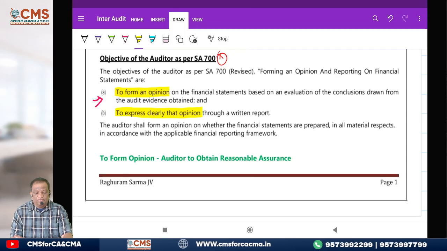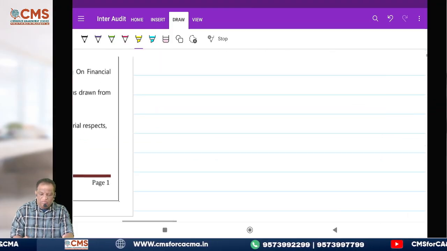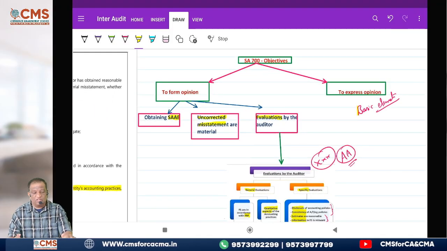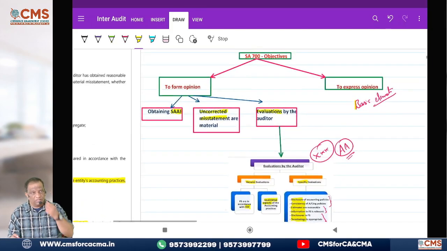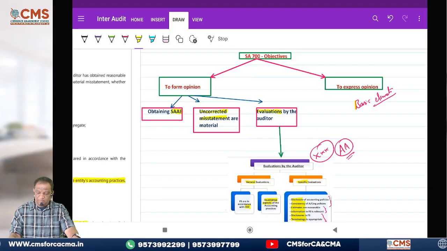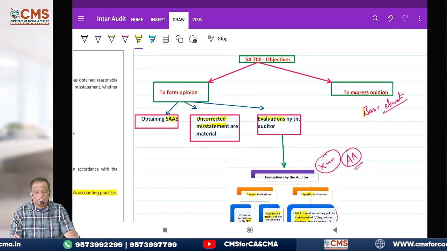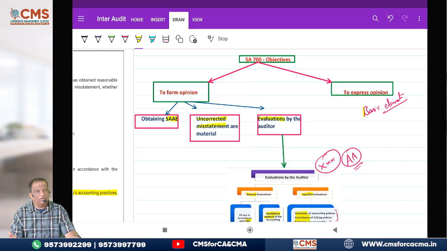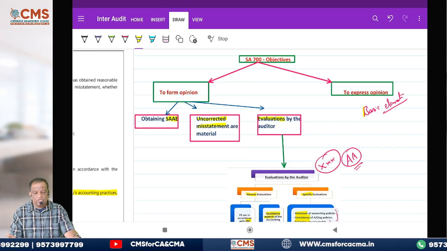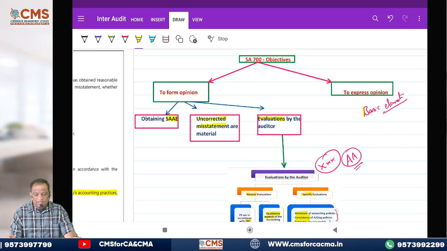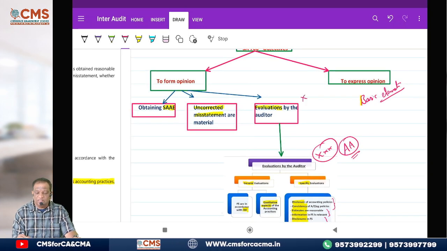The objectives of SA 700 are two, like we discussed: to form an opinion and to express that opinion. But what is asked in the exams is basically the question on evaluations by the auditor. When the objective is to form an opinion, the auditor has to keep three things in mind: obtain SAAE, that is sufficient appropriate audit evidence, ensure that uncorrected misstatements are not material, and then evaluations by the auditor. And this last point is what is being tested in the examinations.